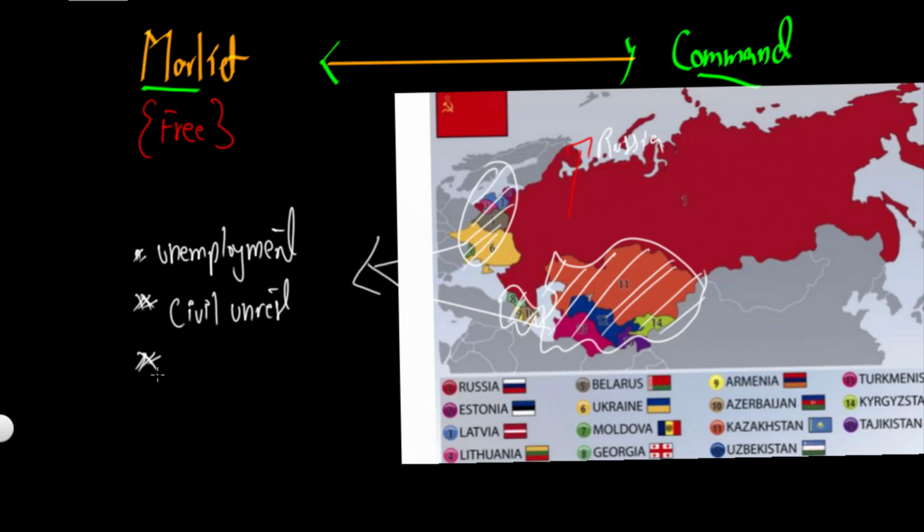The third thing is about recession. The third most common thing that will happen is recession. The whole economy will go into a slump for a while because there are so many changes happening legally and socially. The economy goes into a slump.